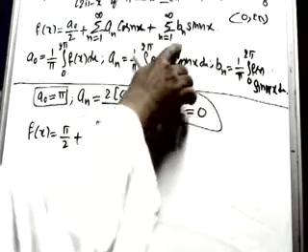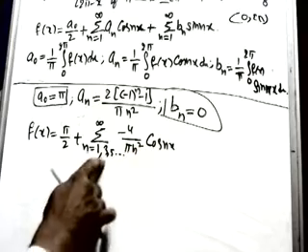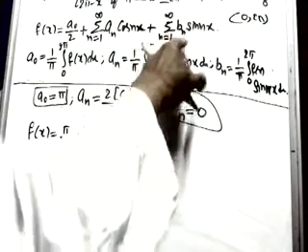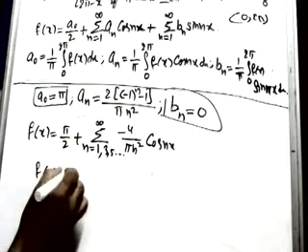Now bn is 0 now, so this will become 0. Sigma n equals 1, an we substitute here, cos nx. For odd only, for even it will become 0. So bn is 0, so this will become 0. Now what is left here?